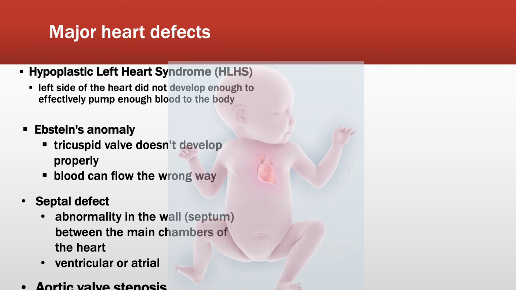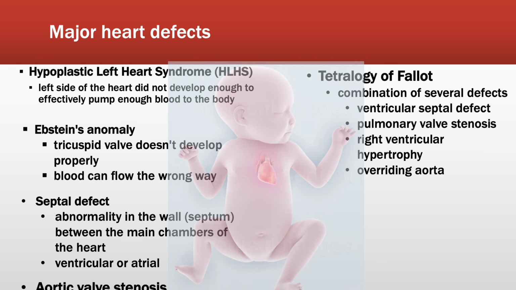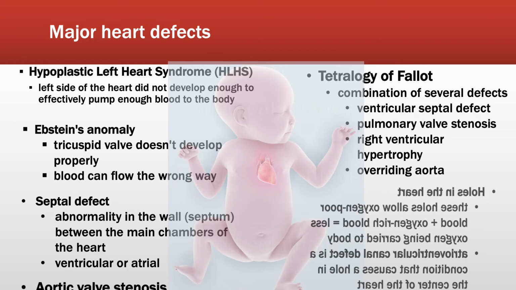Aortic valve stenosis is a thickening of the heart wall. Then you have tetralogy of Fallot, which is a combination of several deficits, including a ventricular septal deficit, pulmonary valve stenosis, right ventricular hypertrophy, and an overriding aorta. The aorta, that huge artery, has not developed properly. So all of these conditions are combined, and this is a very ill baby at risk for multiple medical conditions.